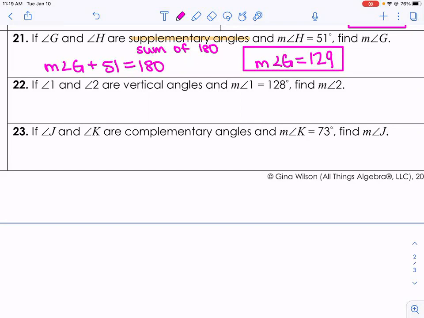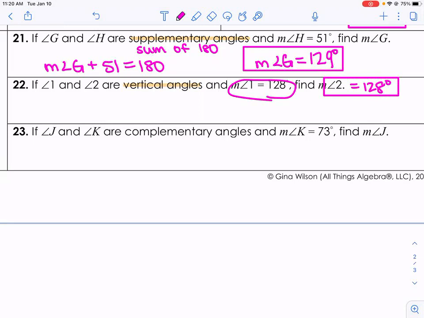Okay, what about number 22? Number 1 and 2 are vertical angles. What do we know about vertical angles, Ryan? So the measure of angle 2 is going to be the same, because the measure of angle 1 is 128.